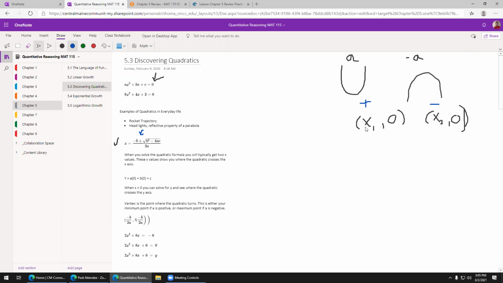So you're going to have to do it twice, hence why I say you will almost always get two answers, because you're going to do it once with a plus and once with a minus, and you get the two different answers.